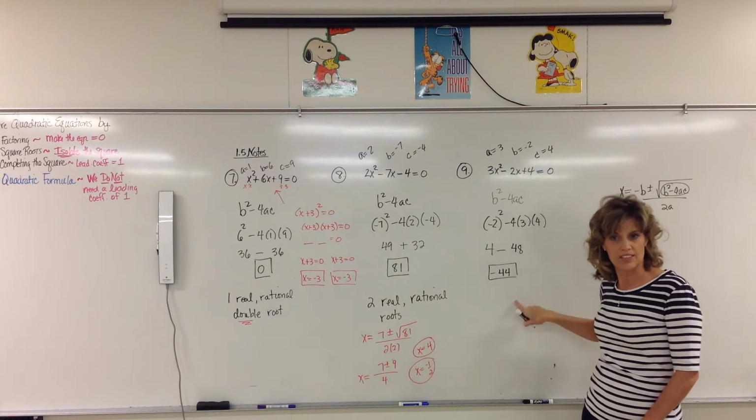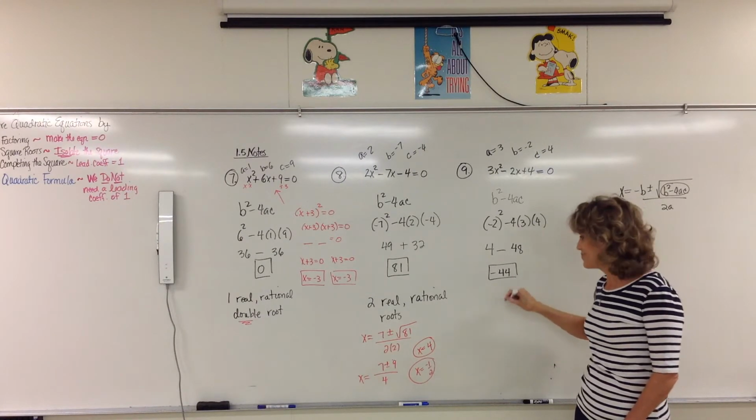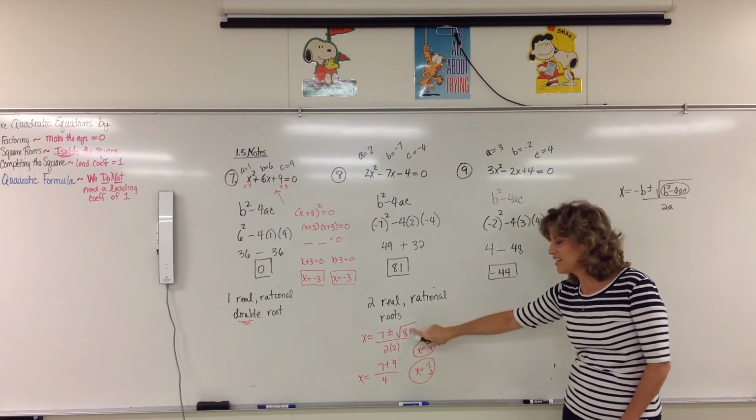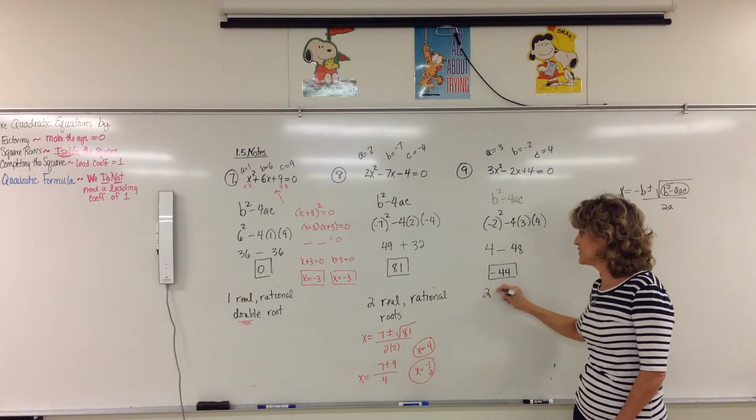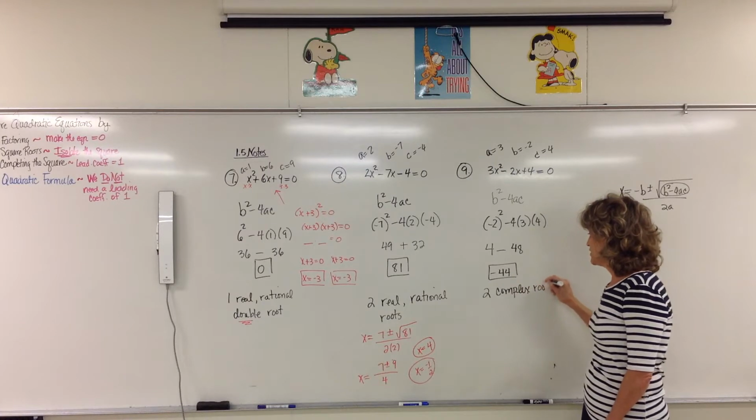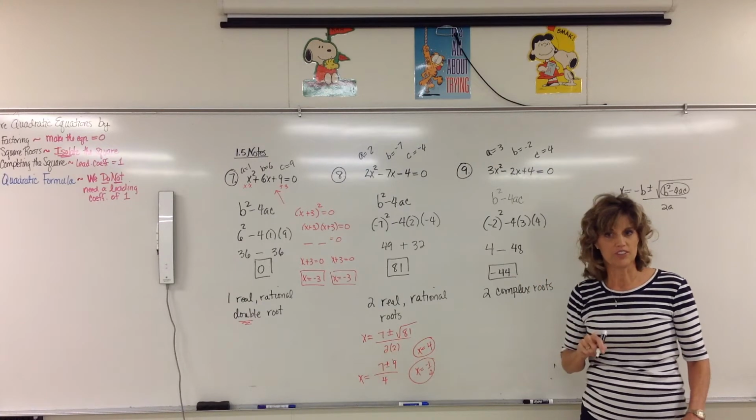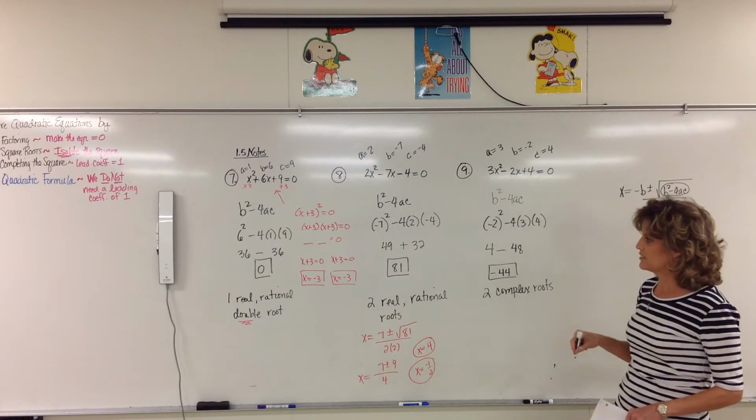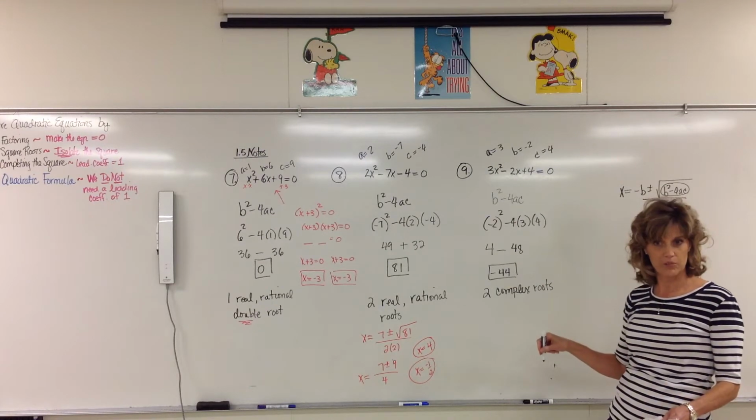What does this discriminant tell us? Two complex roots. It's negative. It's going to be a negative number under the radical. That means because it's negative, we got two complex roots. So the discriminant helps us figure out the nature of the roots. That means how many are we going to have and what kind are they going to be.